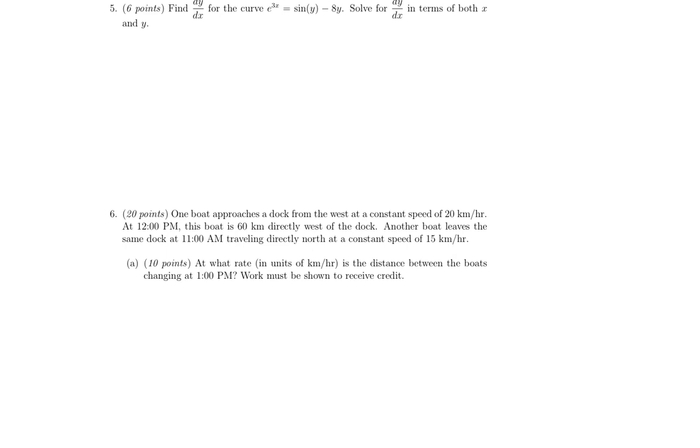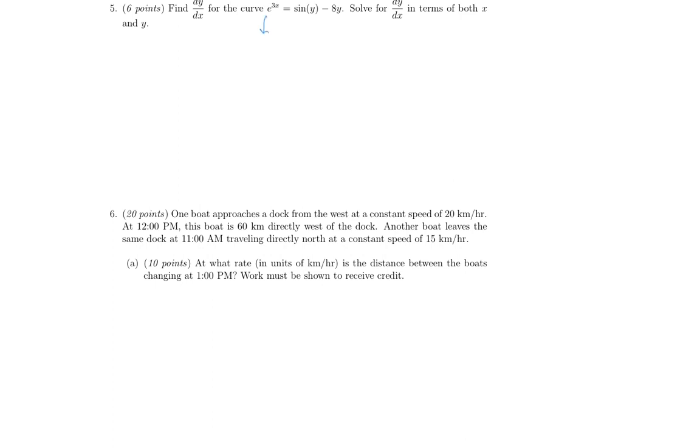So for this first one, it says find dy/dx on the curve e^(3x) = sin(y) - 8y, so dy/dx in terms of both x and y. So this is implicit differentiation. When we do implicit differentiation, it's pretty similar to normal differentiation, but when we take a derivative of y, we'll put a dy/dx on it. So let's go and take our derivative.